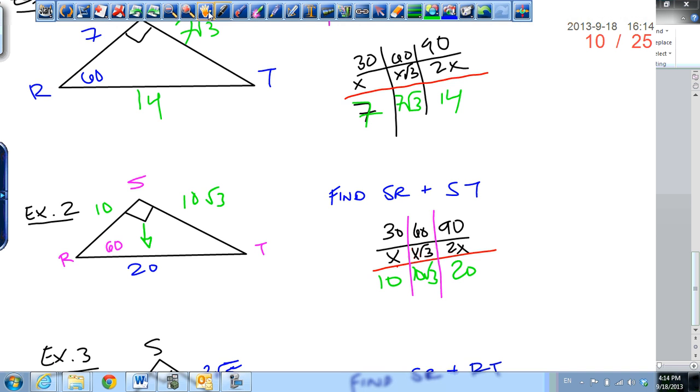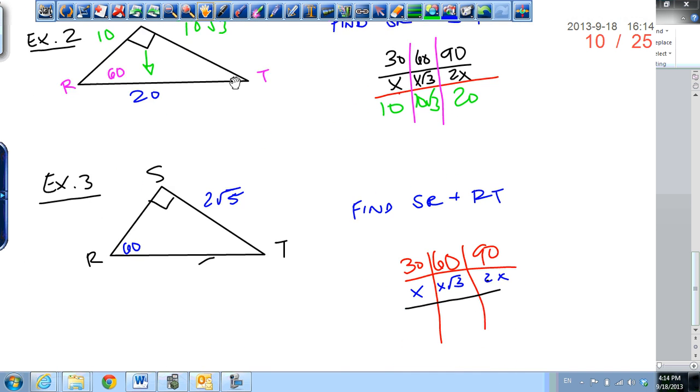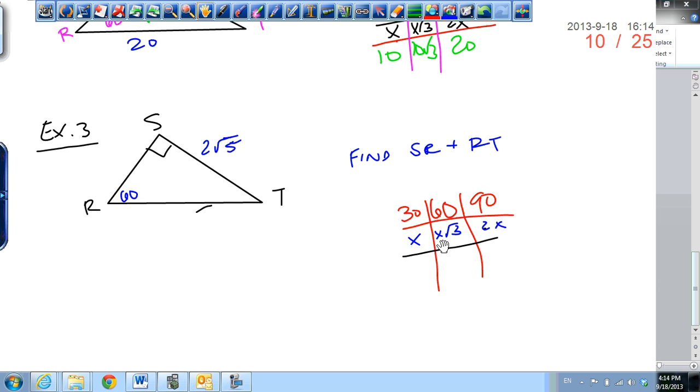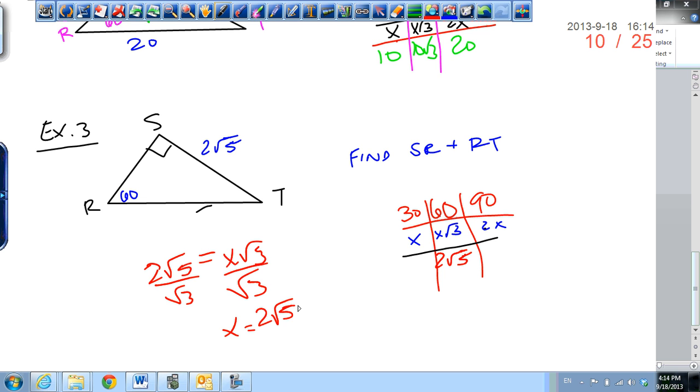The hardest one is when they give us the one opposite 60. So in this case, they give us 2 root 5. Now, if it was 2 root 3, it would be perfect. I could write 2 right here, and it would be awesome. That would mean x is 2. But in this case, x is, I don't know, I got to solve for it. So I have 2 root 5 equals x root 3. So I got to divide both sides by root 3. So that means x is 2 root 5 over root 3.